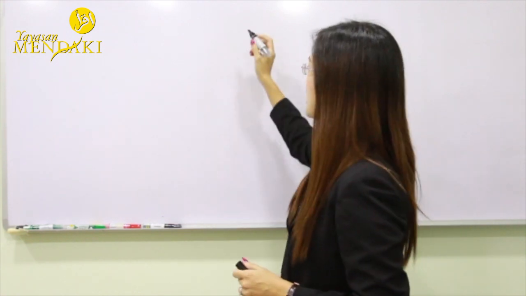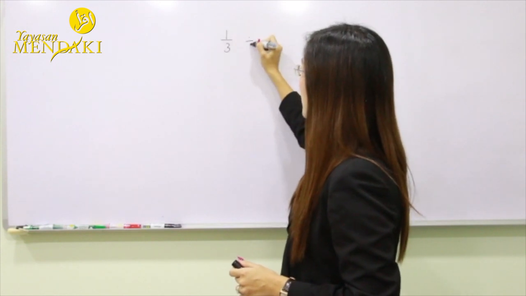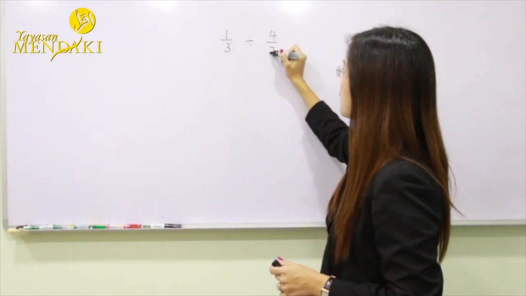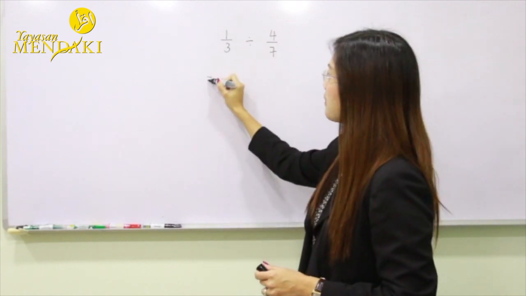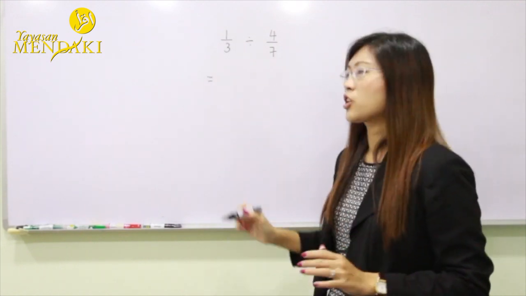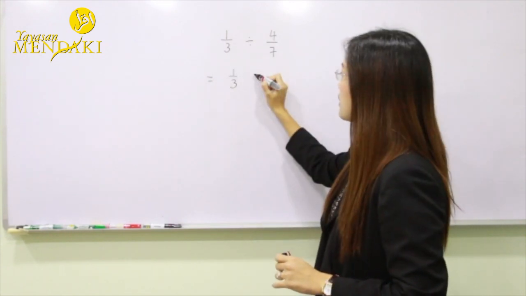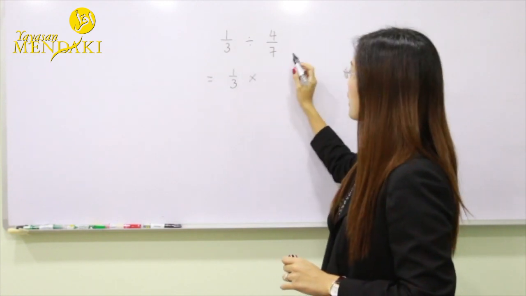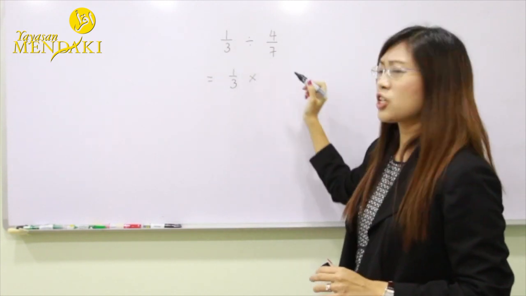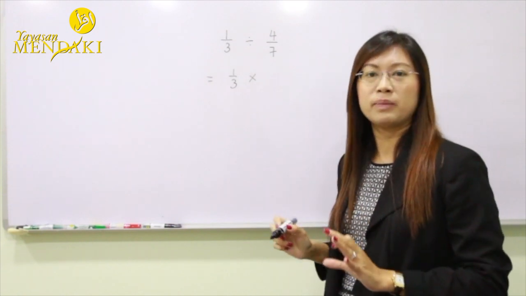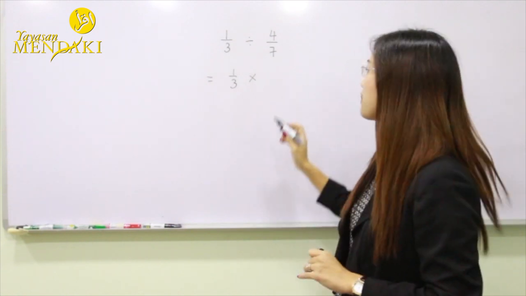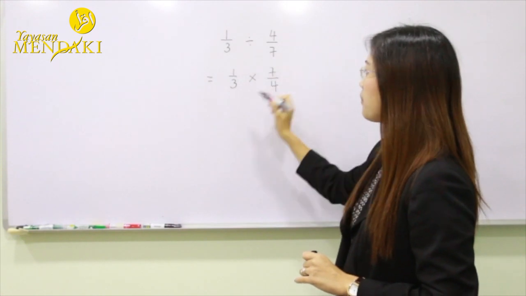Alright, so let's try another example to show how this KCF method can work on the division of fractions. Let's say we have 1/3, and we're going to divide by 4 out of 7. Alright, so first of all, we have to keep the first fraction, which is 1/3. Next, we're going to change the division sign to a multiplication sign. And what about the flipping part? We have to flip the second fraction, and that will be 7 over 4.